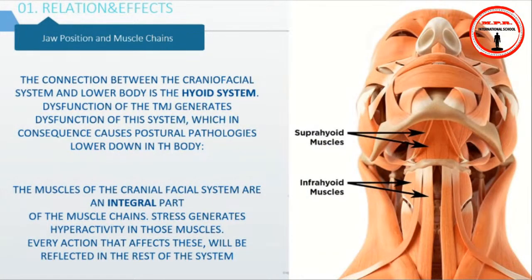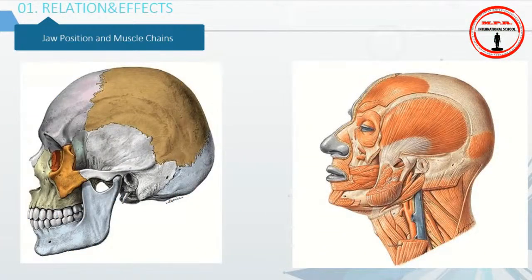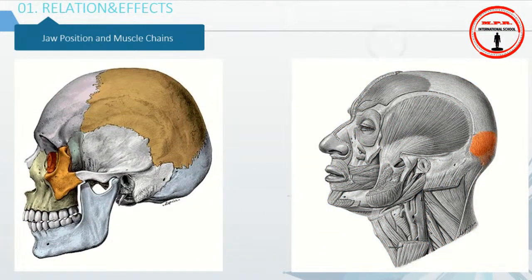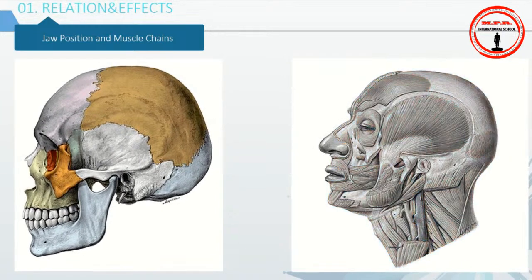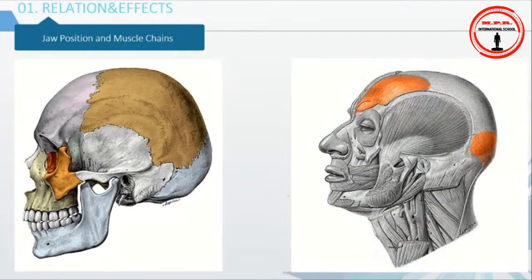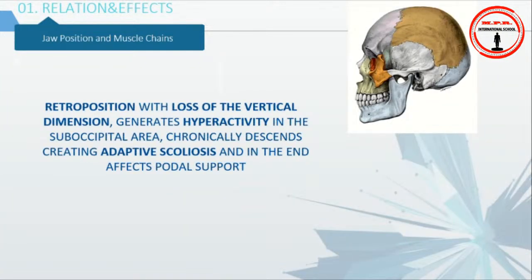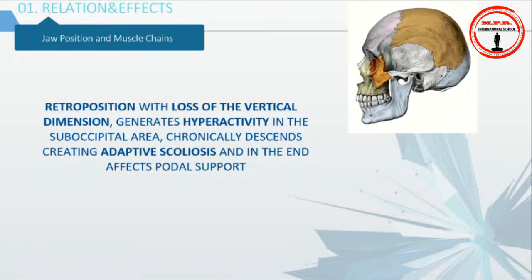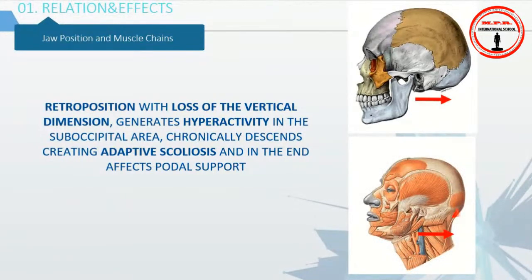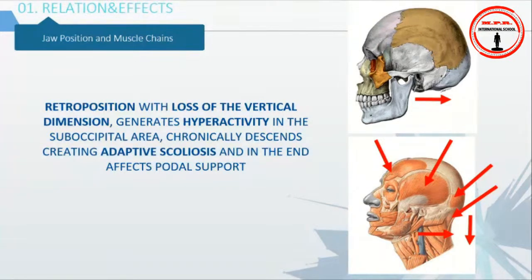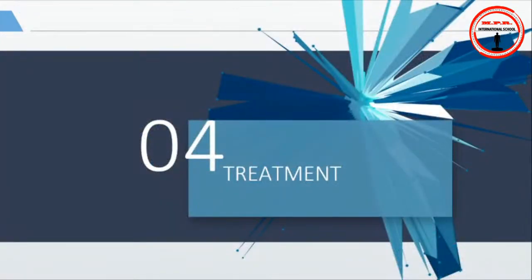The hyoid system, the connection between the upper part of the body and the rest of the body, hyperactivity, remember that. And what happened? The most dangerous position is the retro position, when the jaw is going back. It's creating a lot of problems in the neck, cervicals, and chronically is descending the hyperactivity to the bottom. That's the normal consequence of this defense and treatment.